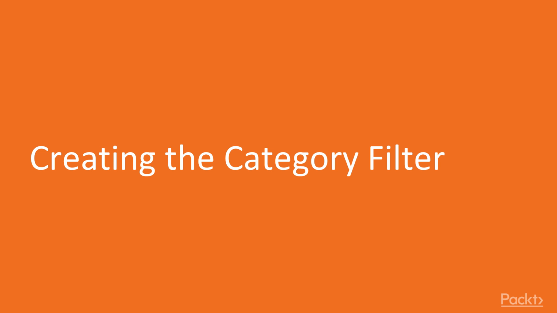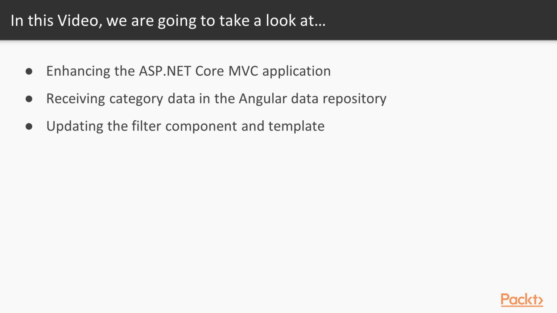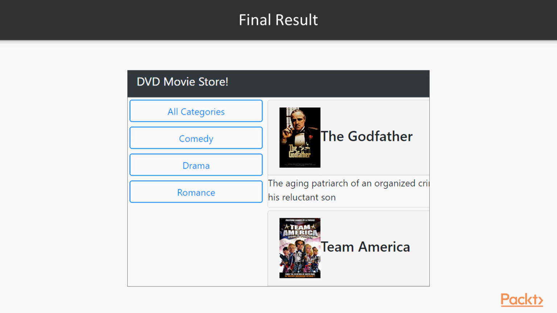Hi everyone, in this video we are going to be creating the category filter. That's going to involve doing some work on the controller end, the MVC portion, so in essence enhancing the ASP.NET Core MVC application. Next we'll be receiving the category data in the Angular data repository, and finally updating the filter component and template. When we are done, we'll end up with a visual like this, with the categories on the left hand side that you can filter by.